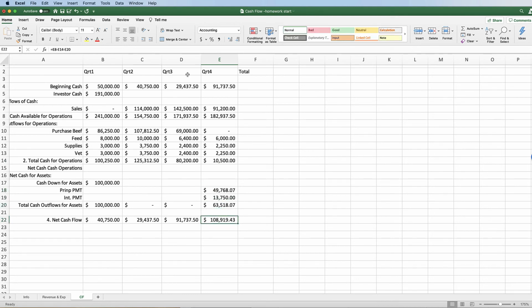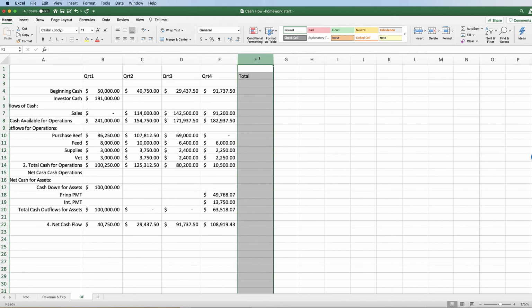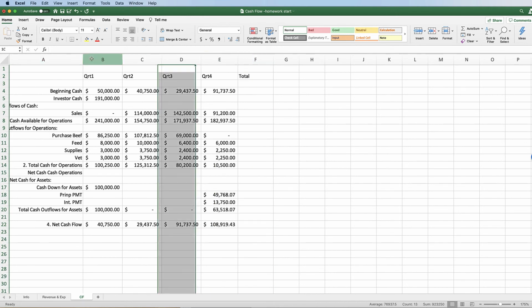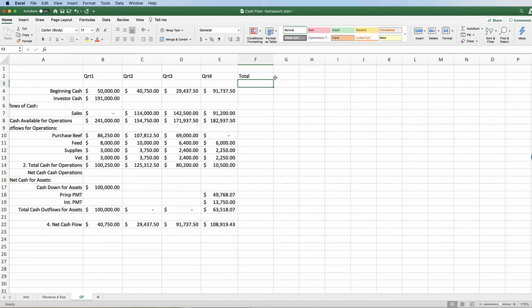Now, how do you know if this is right? Well, what you always do, I think, is do a total column. It represents all of these quarters in one. And then you look at these things individually. So beginning cash, well, we started at 50. Investors, well, I'm going to hit sum here and add up all the months.